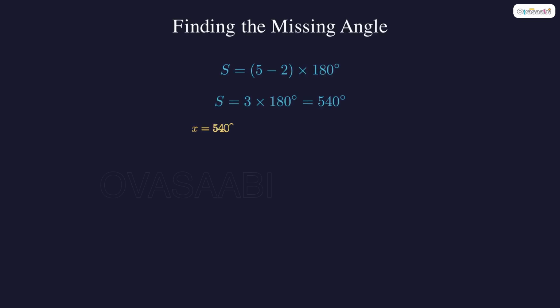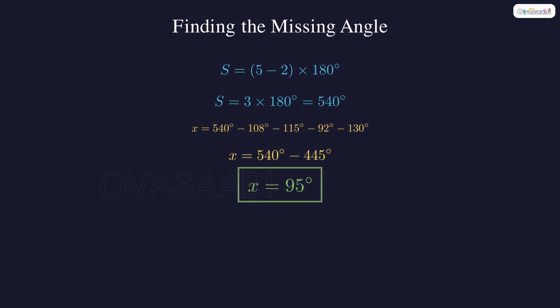First, the sum of interior angles is (5 minus 2) times 180, which equals 540 degrees. Subtract the four known angles. The missing angle is 95 degrees.